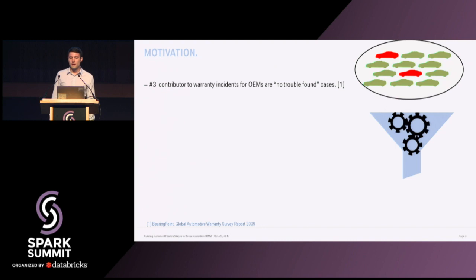Not finding the correct defect is a huge cost factor for car manufacturers. In fact, according to a study of consulting firm BearingPoint, it is the number 3 contributor for warranty incidents. No trouble found cases are cases where a customer brings his car to a dealership and they don't really know what the real problem is, or they know the problem, but they don't know the root cause. So they might do the wrong switches, or they might just switch too much. That results in ineffective fixing and unsatisfied customers, because they might have to return for the same defect again. So we identified three root causes for that.